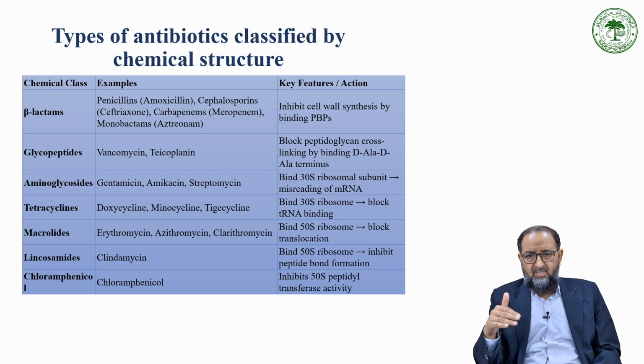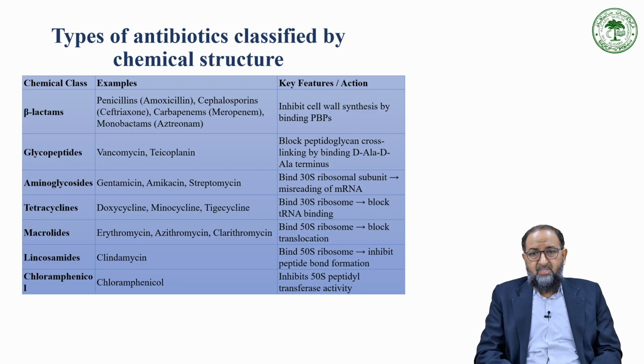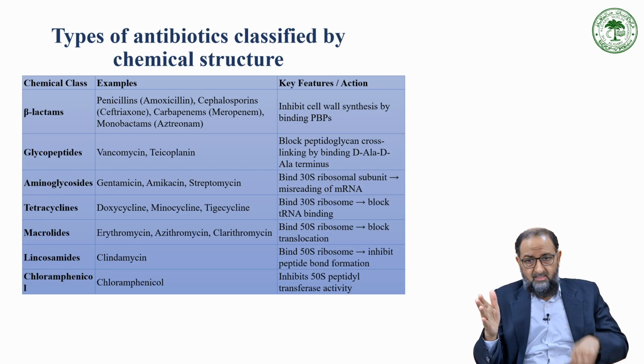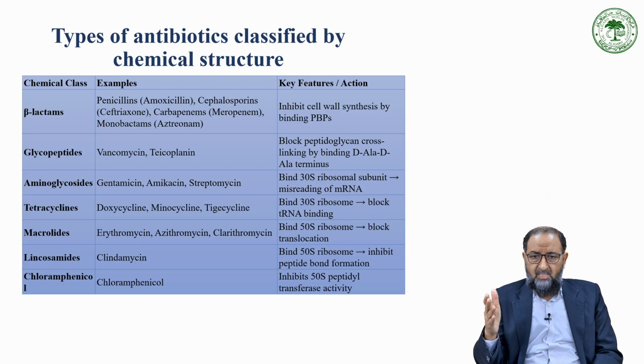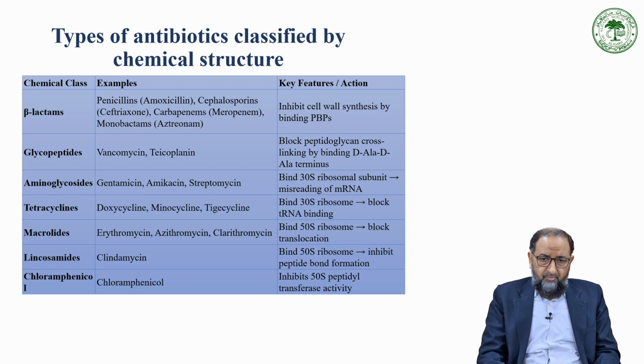act on the 30S or 50S subunit, but they have different modes of action in inhibiting, including the aminoglycosides. For example, aminoglycosides misread the mRNA, whereas tetracyclines block the tRNA binding. Then macrolides block the translocation process in the 50S subunit, and lincosamide, clindamycin, inhibits peptide bond formation. So there's no peptide bond formation, the amino acids will not link, and protein synthesis will be stopped. And chloramphenicol, again on the 50S subunit, blocks the peptidyl transferase activity.